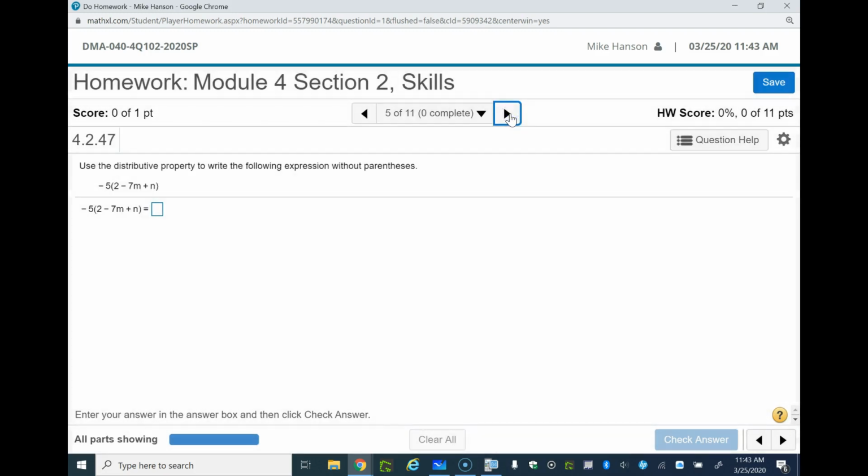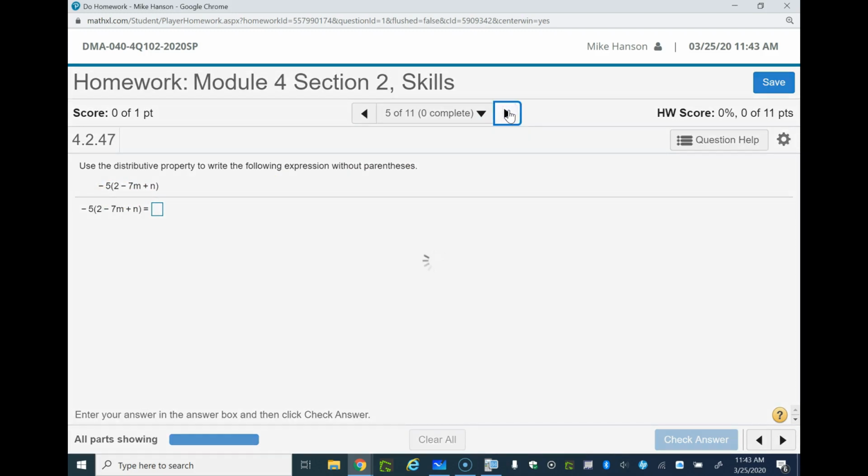The next word is going to be distribute. One word definition for distribute will be sharing. We're going to be sharing by multiplying. So you would take this -5 inside to the 2, to the -7, and to the understood 1 that's actually in front of this n, and multiply them together. And then that will provide the answer for this particular problem. And this is what distributing means. So we're just sharing this -5 to every part inside by multiplying.